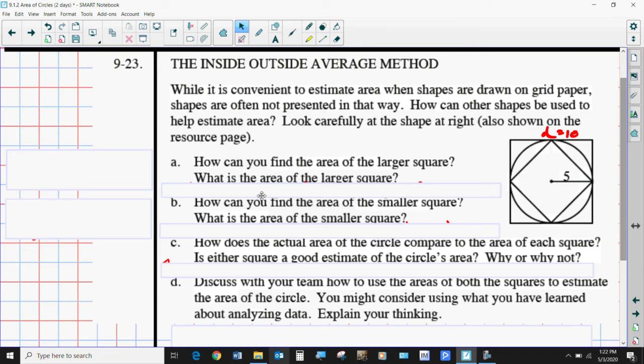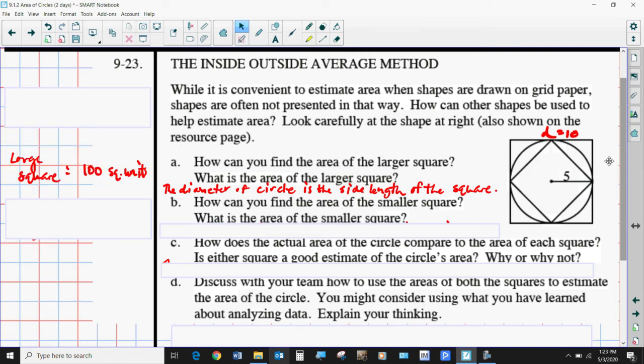All right, we'll assume you just did some great work, or you just paused with me and now you're ready to move on. So how can you find the area of the larger square? What is the area of the larger square? If you said that the diameter of the circle is the side length of the square, and that means that 10 times 10 gives you the large square with an area of 100 square units. You did a great job. Good job.